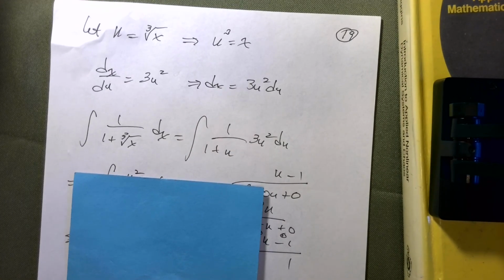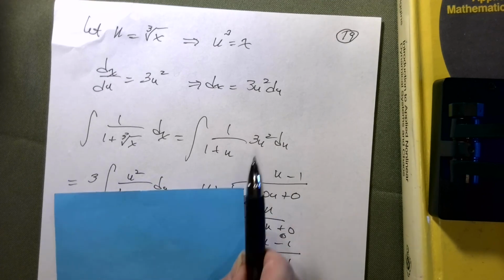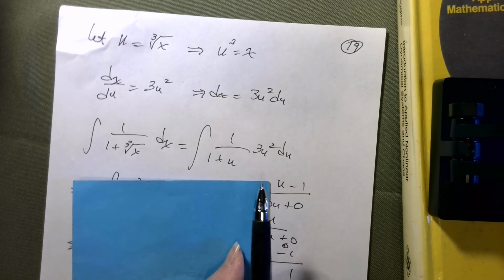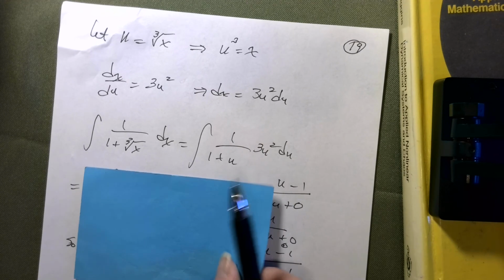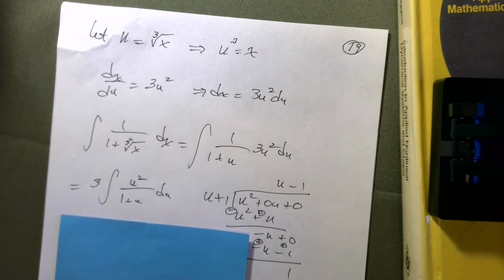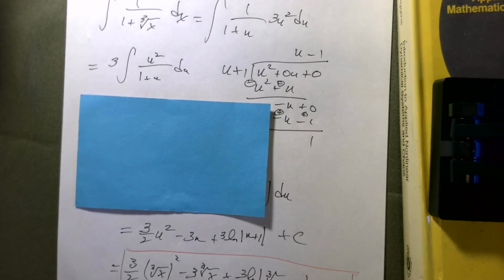So when I do this, this becomes 1 over 1 plus u, and the dx becomes 3u squared du. And then you can pull the 3 out, that's okay, and we're left with that. Notice the numerator has a higher degree than the denominator, so we're going to have to do long division.